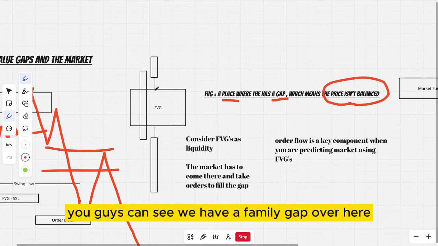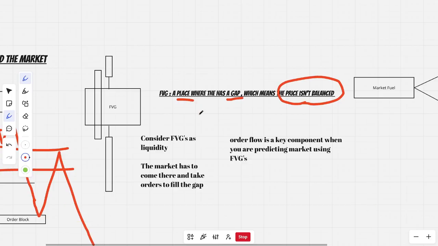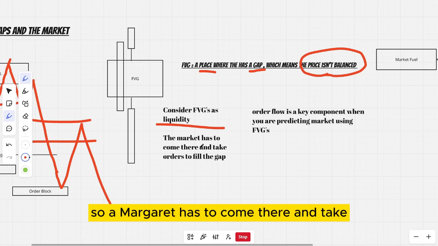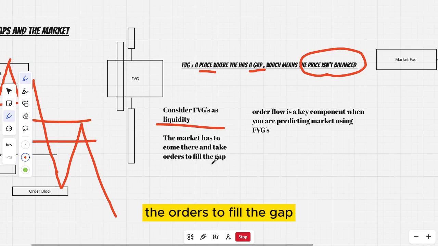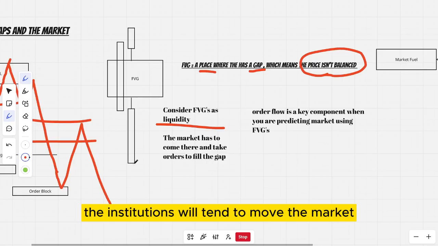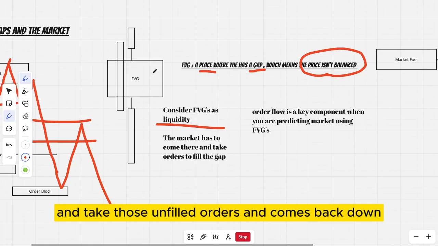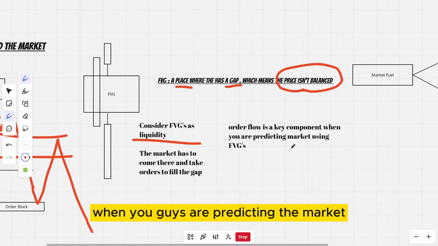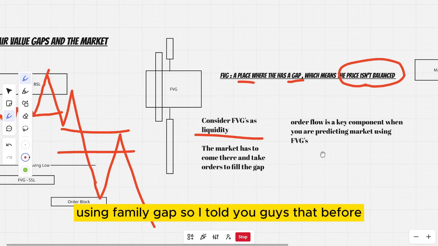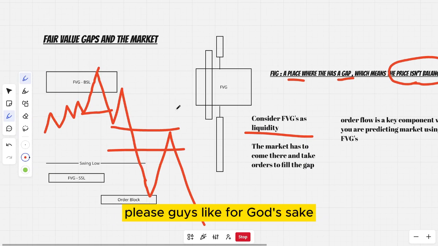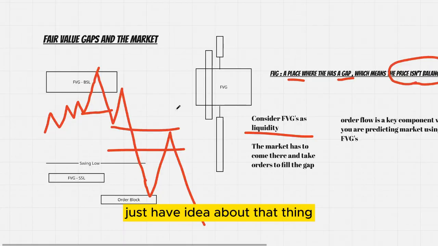Here you can see we have a fair value gap over here, and I consider fair value gaps as liquidity, guys. The market has to come there and take the orders to fill the gap. That means the institutions will tend to move the market back into fair value gaps, take those unfilled orders, and come back down. Order flow is a key component when you are predicting the market using fair value gaps. I told you that before. If you don't have any idea about order flow, please, guys, for God's sake, just have an idea about that thing.